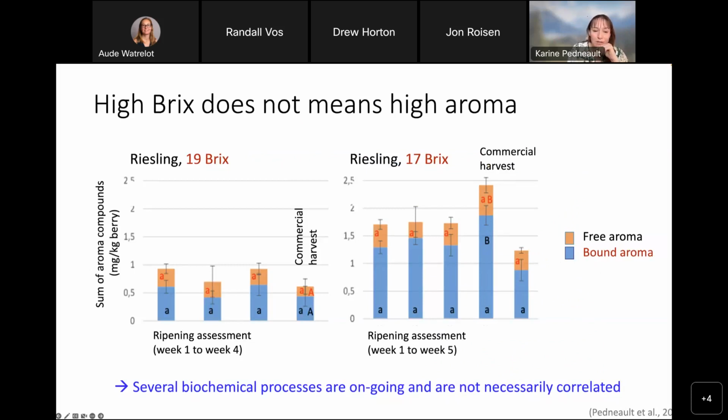We have some data that we took on Riesling in Canada at 2 different sites a few years back. You can see that Riesling at 19 Brix had much lower bound aroma, here in blue, compared to Riesling at 17 Brix. This Riesling, harvested for commercial harvest at week 5, comes from a ripening assessment we did, one week apart. You can see there was much more aroma in this Riesling compared to this one, despite the higher Brix here. So sugars, as Randall pointed out, and as I show you here, are not really relevant to determine if the berries are of quality or not.